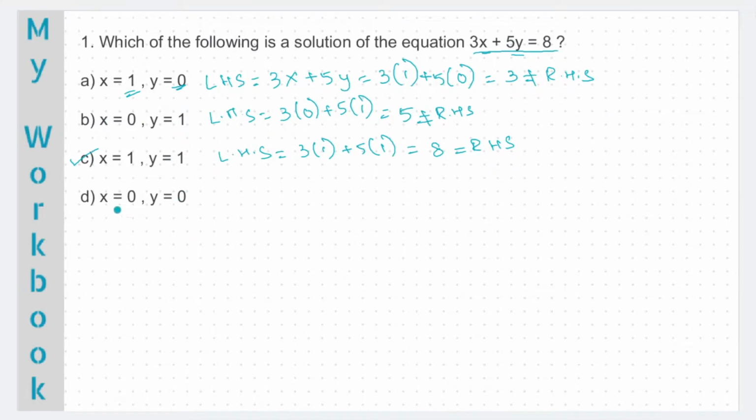Let's quickly check what happens when we substitute x as 0 and y as 0. 3 into 0 plus 5 into 0, which is 0, not equal to the right hand side. So this is also ruled out and cannot be a solution of this equation. So out of these 4, only option C is a solution for this given equation.